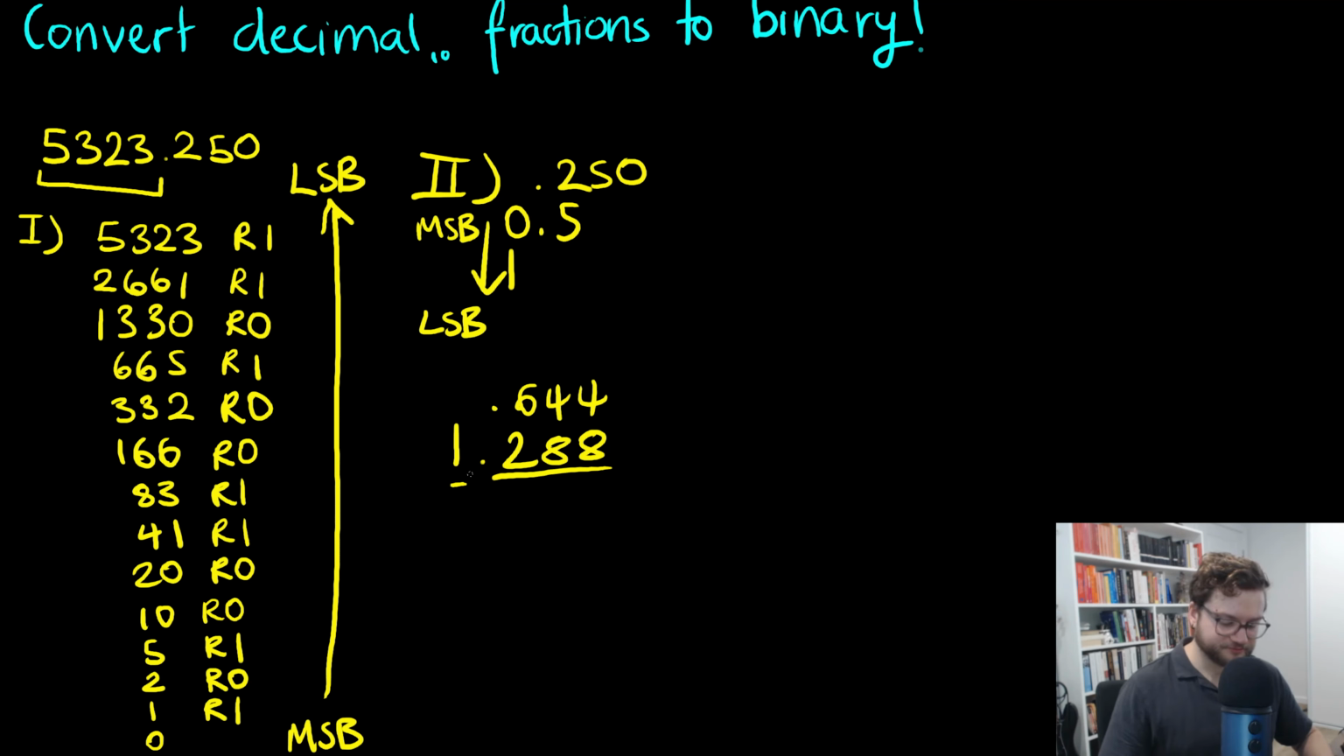So after that we do 0.288 times 2, which is 0.576. Okay, 0.576, and then we times this by 2, and this is 1.152. So what do we do? We times 0.152, because remember, we don't times the whole integer number when we're doing this. So this times 2, and that gives us 0.304.